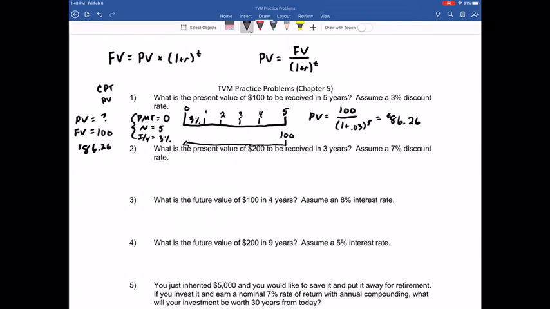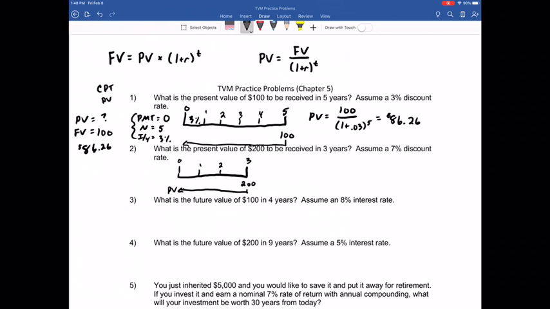Now moving on to problem number 2. Again, you're just trying to identify what is the cash flow, what are we solving for, what is the relevant interest rate, and how many periods do I need to adjust this? So what is the number of discounting or compounding periods? Again, a timeline could be very beneficial. So what is the present value of $200 to be received in 3 years? So what I have is a 3-period timeline with a cash flow of $200 that needs to be discounted back 3 periods to calculate the present value in time period 0.